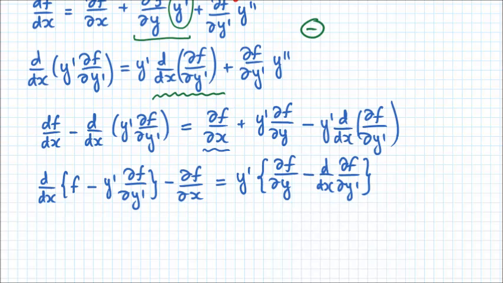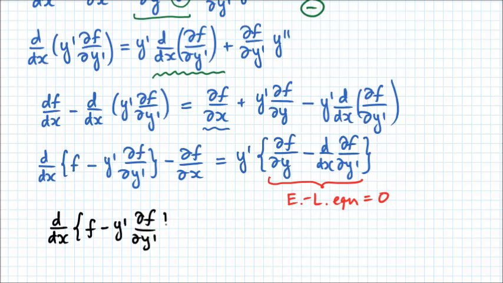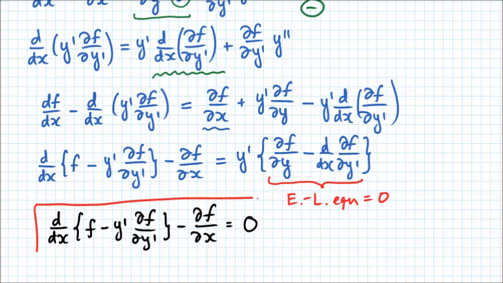So notice what we got on the right hand side. In these curly braces we got Euler-Lagrange equation, and by definition this is 0, and so our alternative form of the equation therefore becomes d dx of f minus y prime df dy prime minus partial derivative of f with respect to x equals 0. So this is the alternative form of the Euler-Lagrange equation.